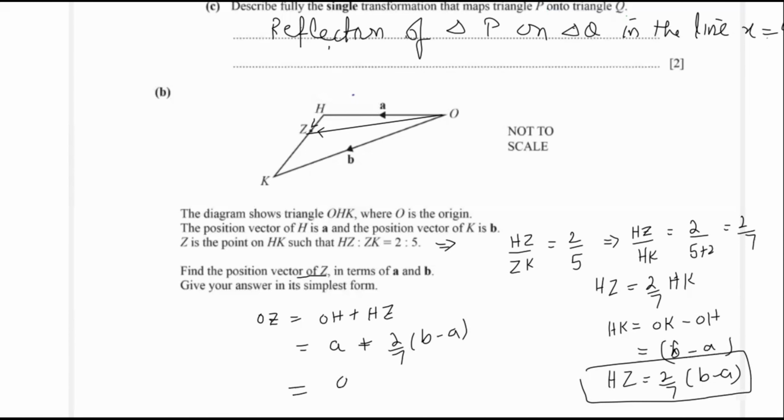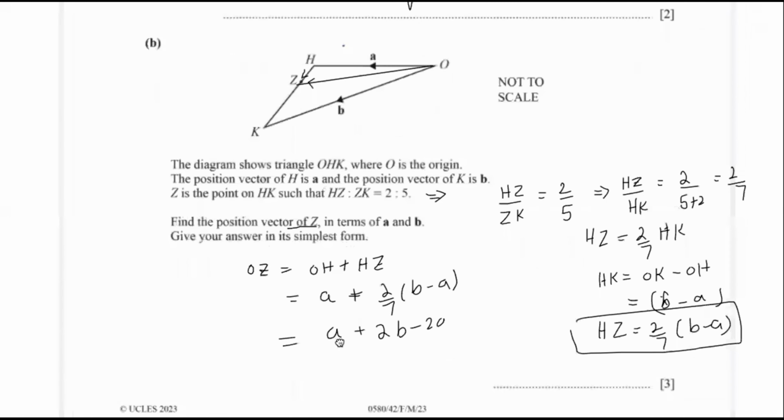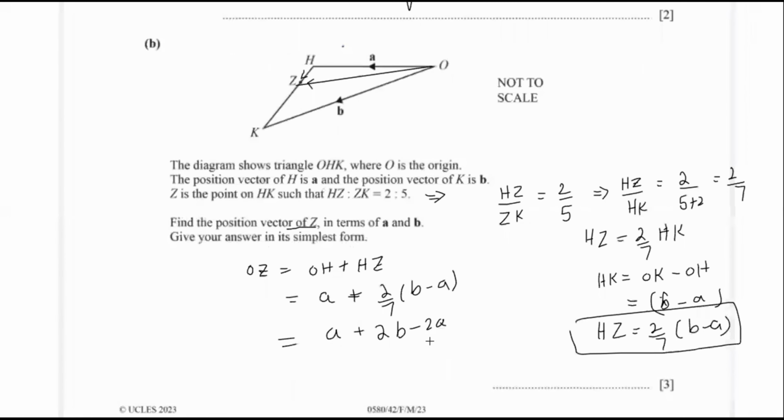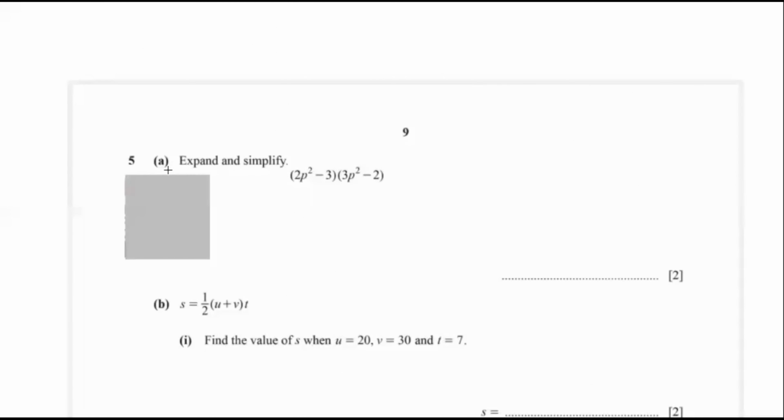Now we can write it as (7A plus 2B minus 2A) over 7, and that's equal to (5A plus 2B) over 7. And this is the position vector of C. This is the answer.